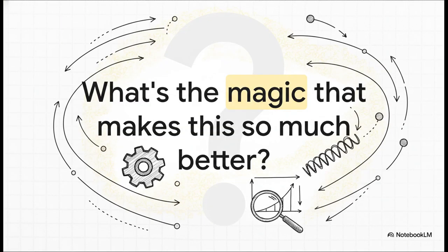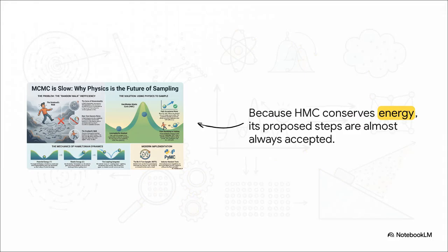So what's the secret sauce here? Why is simulating physics so much more powerful than just taking random steps? What's the real magic that makes this all click? And the magic, it really comes down to one thing: energy conservation. You see, in a perfect physical system, the total energy, that's potential plus kinetic, is always constant. And because our HMC sampler is following these physical laws, the new places it proposes to go are almost always valid points from the distribution. This means you get an acceptance rate that's close to 100%. Now compare that to a random walk sampler that might throw away most of its proposals. You can see why this is such a game changer.